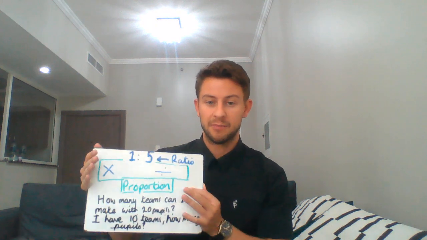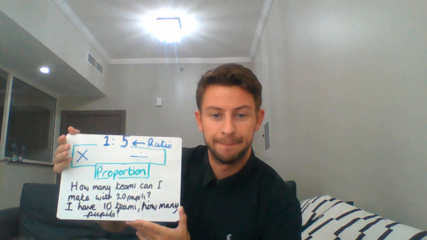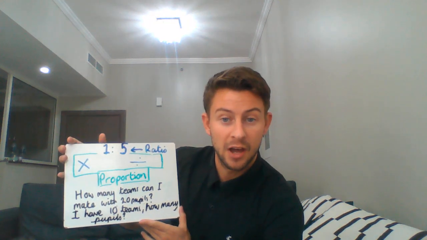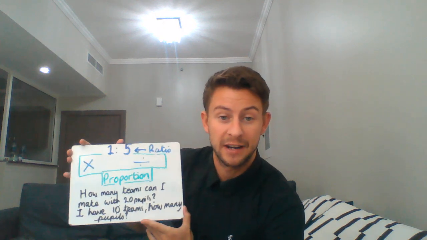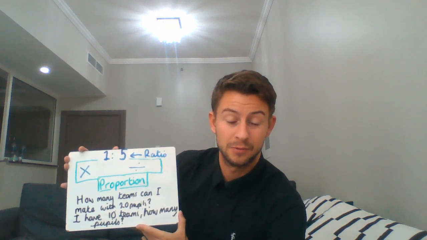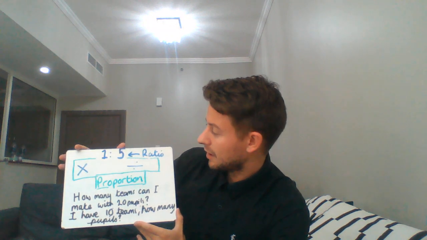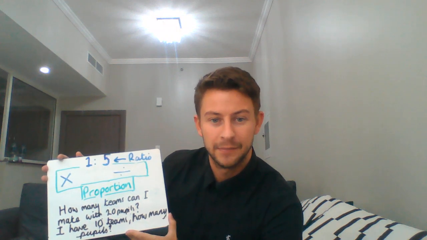And I'm going to give you an example here using that ratio. So this is actually a ratio that relates to pupils on the local football team. So for every one team, there have to be 5 pupils. This is what my ratio says. So for one team, 5 pupils. So I might get a question: how many teams can I make with 20 pupils? Well, this is the amount of pupils over here. This is the proportion of pupils in a team.